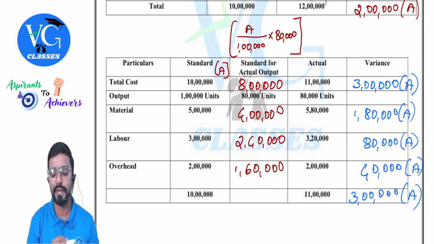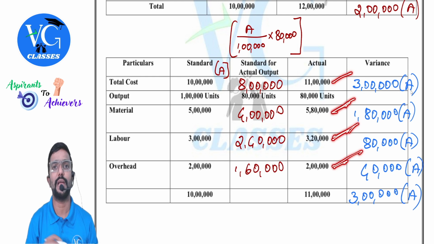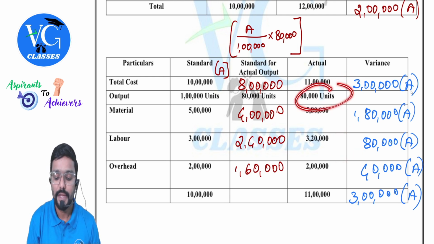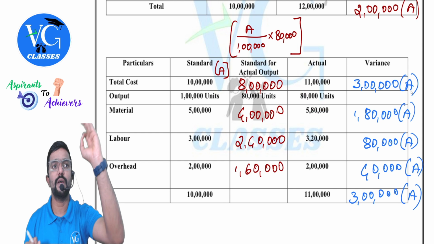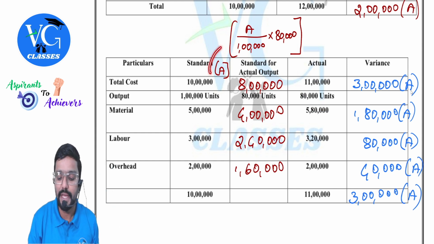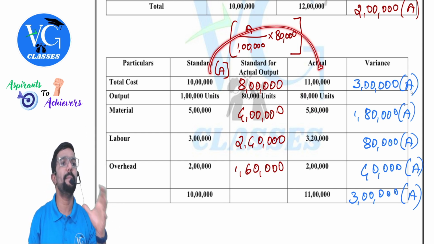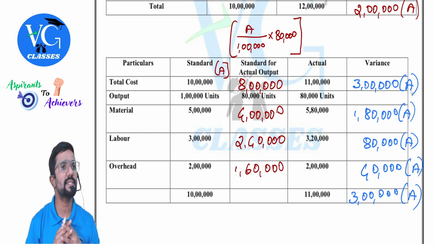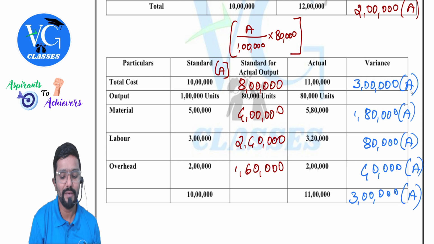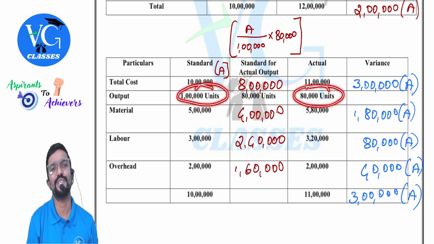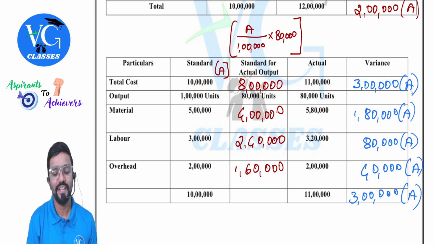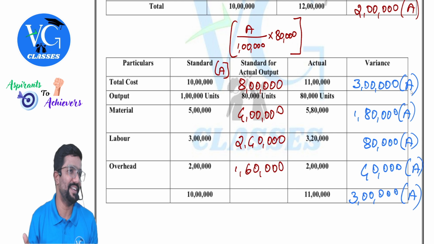Now coming to the actual data. Now let me come to the actual data. Actual cost is 11 lakh. In that material, labor and overhead is 580, 320 and 2 lakh. And this is for 80,000 units. Means actual output is 80,000 units. Guys, now you guys tell me, can I compare directly this with this? No, sir. The base is not the same. What base, sir? Here, whatever data is given for 1 lakh units, whereas here it is for 80,000 units. And obviously, I know that if I compare these two, we will get a difference.